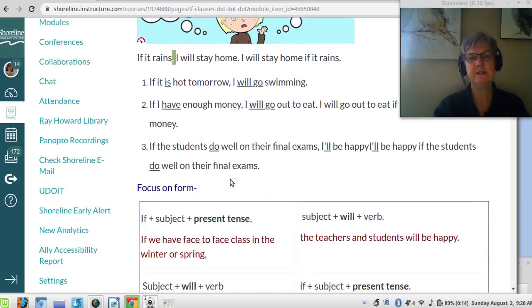3. If the students do well on their final exams, I'll be happy. Yes, I will be happy. So there is a chance you will do well on your final exams. Then, I'll be happy if the students do well on their final exams. So again, if if is in the middle, you don't have a comma.